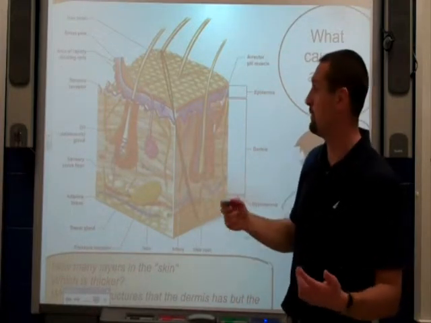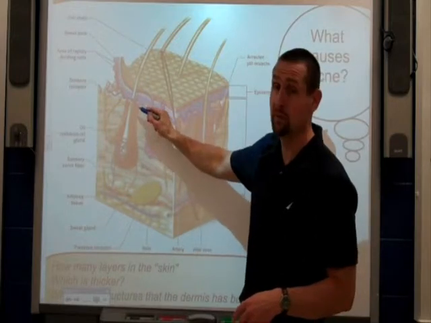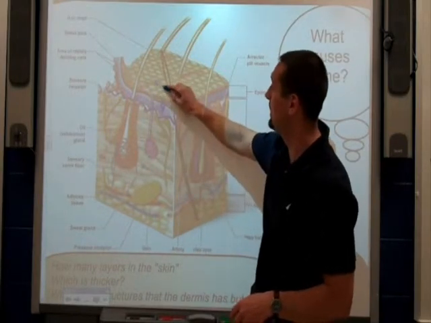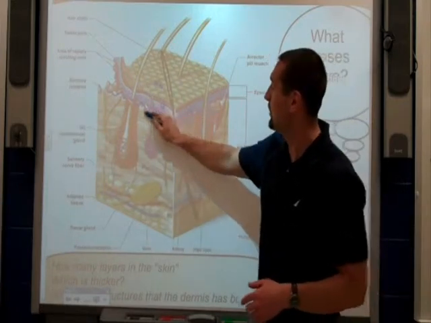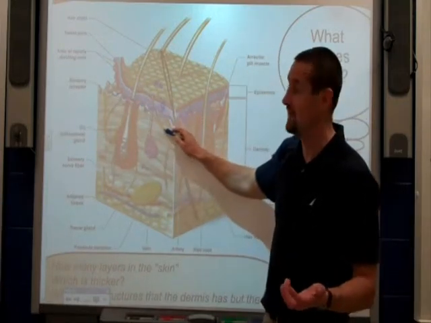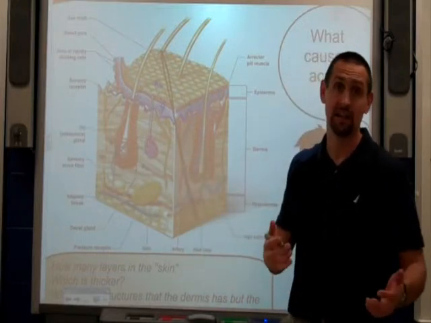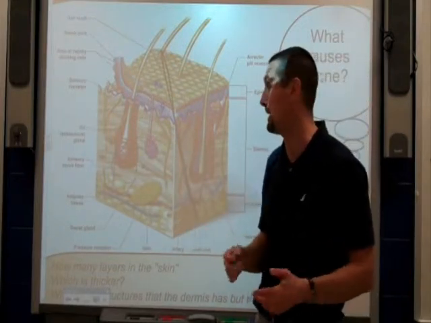It's also where, if you were going to get a tattoo, that's where the tattoo ink would go, because if we put the ink up here, those skin cells would fall off and it would be gone forever. If we put the ink down here, this layer doesn't change, that dermal layer, and so that tattoo remains permanent.